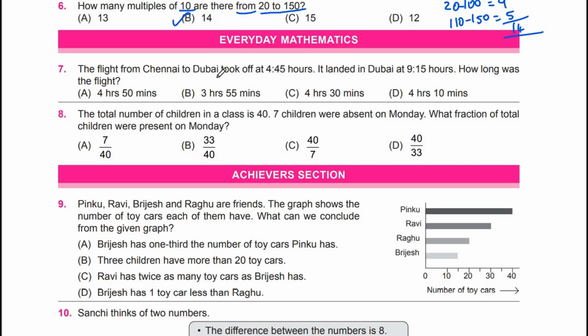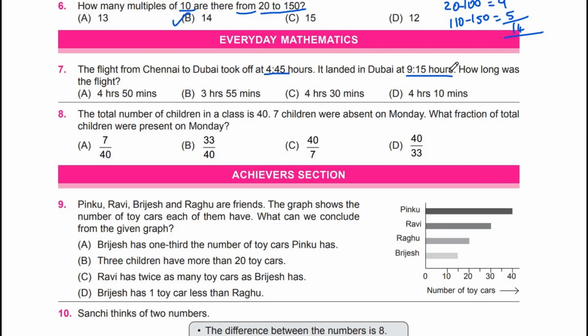The flight from Chennai to Dubai takes off at 4:45 hours. So they didn't give it as PM or AM. It's just given as 4:45 hours. So it is a 24-hour calculation. It landed in Dubai at 9:15 hours. How long was the flight? So the flight was from Chennai to Dubai and it took off at 4:45 hours, and it landed in Dubai at 9:15 hours. So we have to find the time span of the flight, how many hours it took to reach from Chennai to Dubai. So it is very easy.